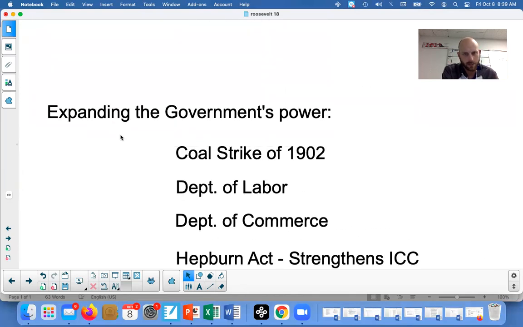His legacy basically being expanding the government's regulatory power and using the tool of the office of the presidency to push for his vision of America against those special interests that had been controlling the levers of the state.